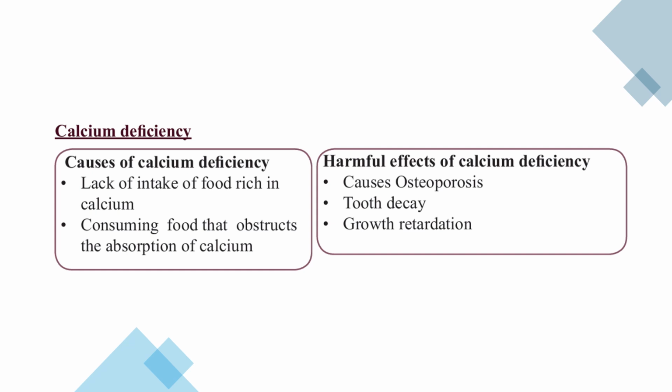The other one is consuming food that obstructs the absorption of calcium. There are certain foods that contain different compounds like oxalates. You might not be familiar with the word. Oxalates, phytates, these are some of the compounds found in certain types of vegetables, sometimes even in grains. So these can interfere with calcium absorption. And also even caffeinated beverages like coffee is another food which can obstruct the absorption of calcium.